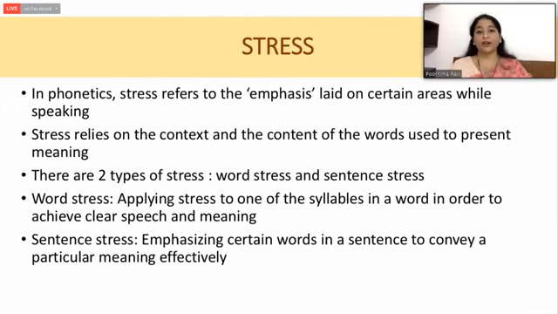Now, when you look at any word, the first thing that you would do is try to break it up. When you break it up, you find sounds. These sounds are called syllables. Applying stress to one of the syllables in a word to achieve clear speech and meaning is word stress. Likewise, sentence stress is emphasizing certain words in a sentence to convey a particular meaning effectively. Let's look at word stress in closer detail.